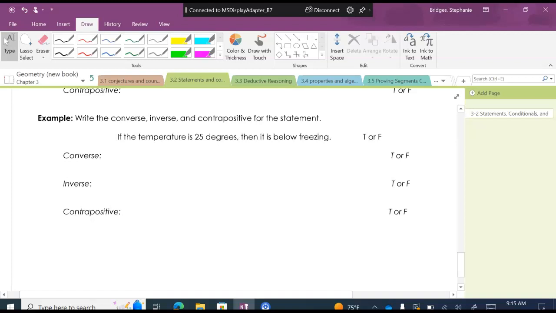Converse, inverse, and contrapositive. Decide if those are true or false.